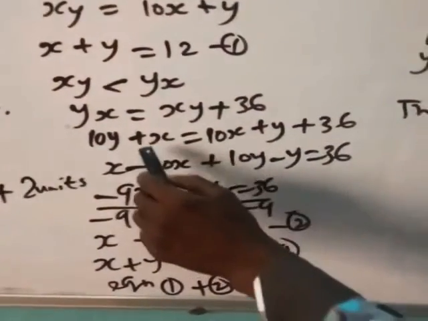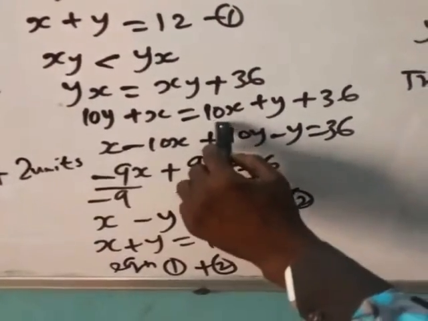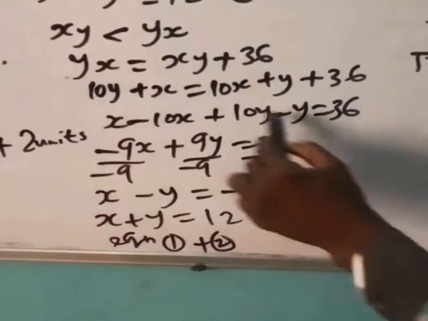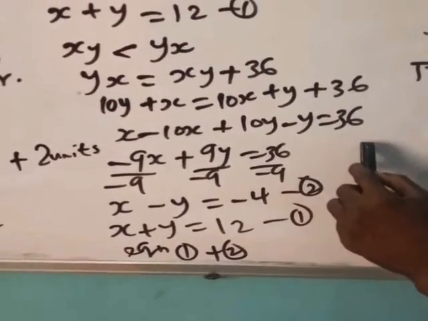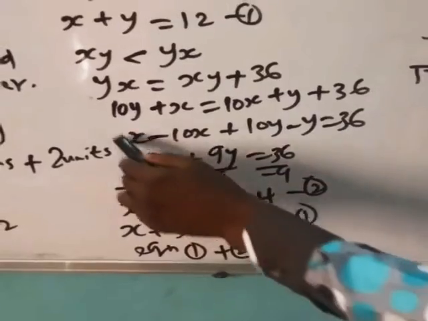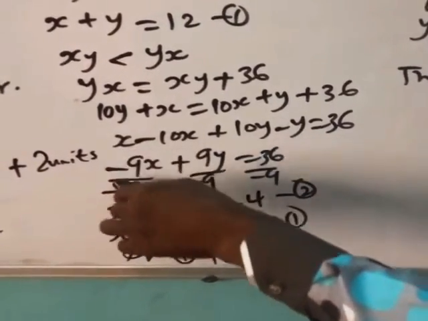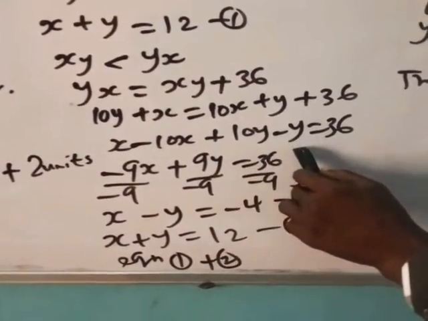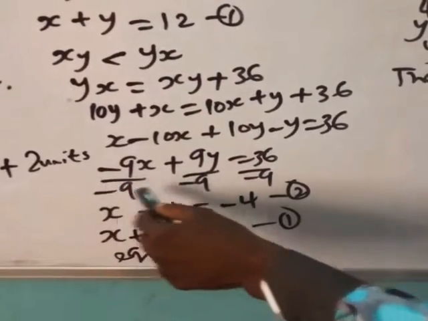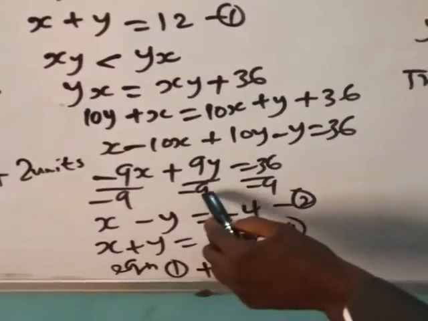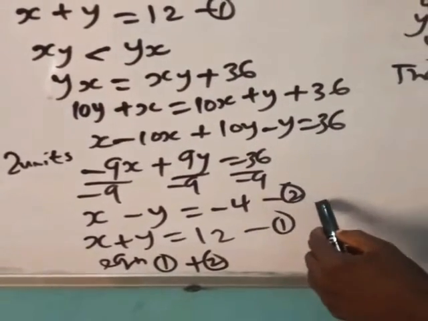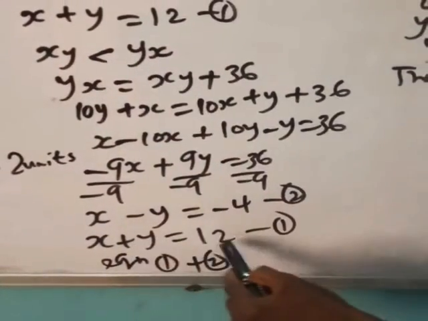So you rearrange the terms. x, bring 10x here, minus 10x, plus 10y, bring y here, minus y, is equal to 36. x minus 10x gives you minus 9x. x is just 1x, 1 minus 10, minus 9. 10y minus y is 9y is equal to 36. Minus 9 is a common factor. Divide through by minus 9. So you have x minus y is equal to minus 4. Equation 2. Copy your equation 1: x plus y is equal to 12.